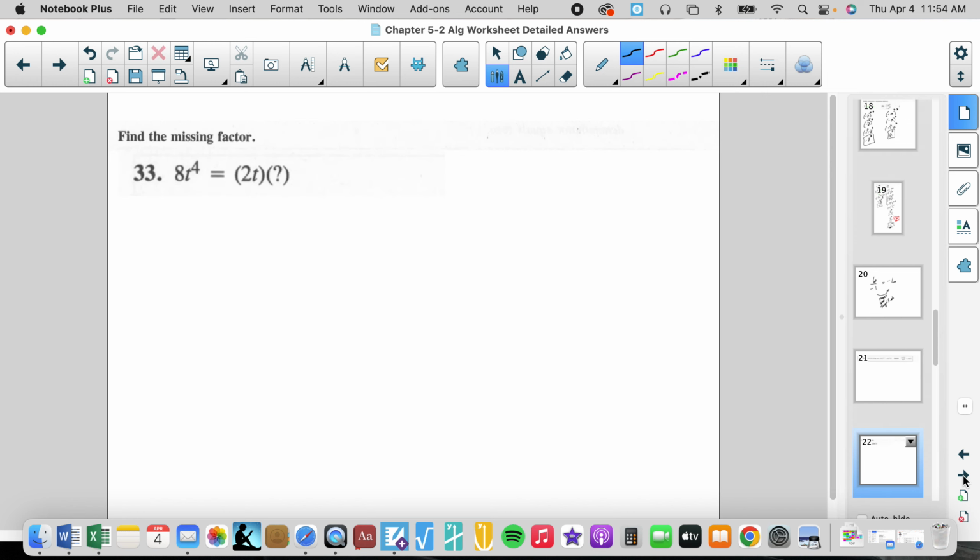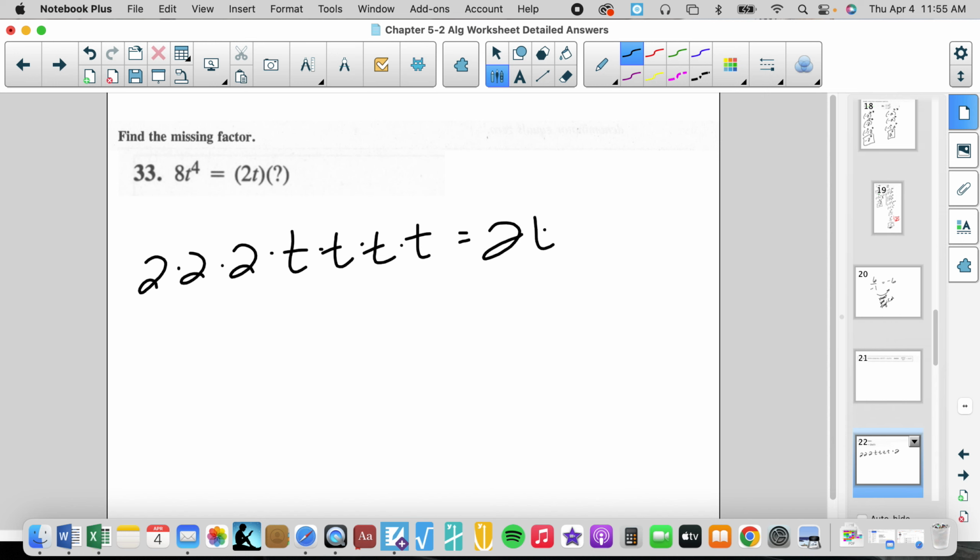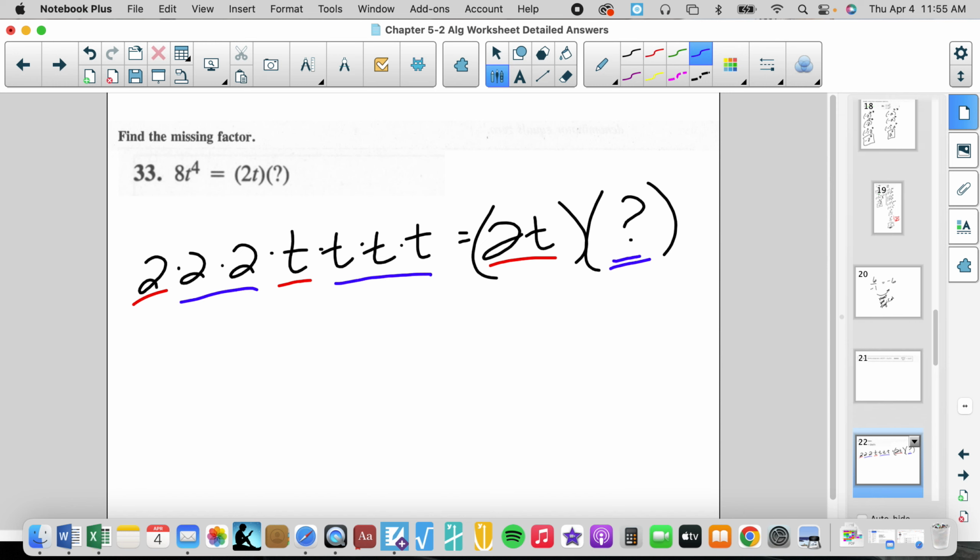All right, so now we're going to get, oh, missing factor. Okay, so we're going to break 8 into 2 times 2 times 2 and t times t times t times t. We can look at it in that sort of saying, hey, what's that missing part? So let's find the 2t, and what would be left? Well, this is what's left. So that's technically 4t to the third. So this must be 4t to the third.